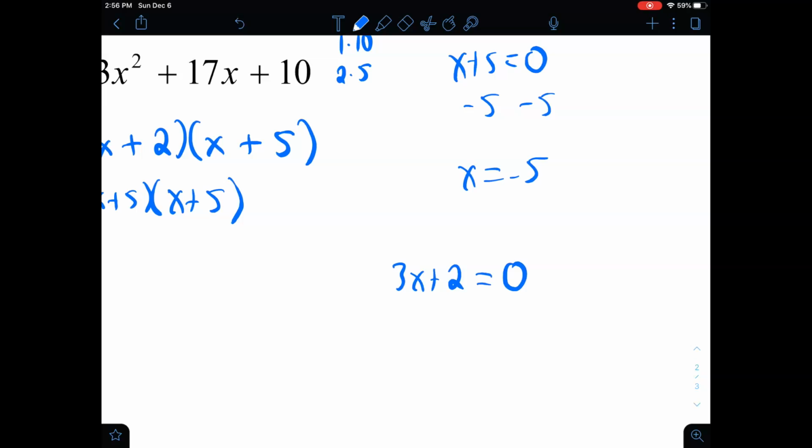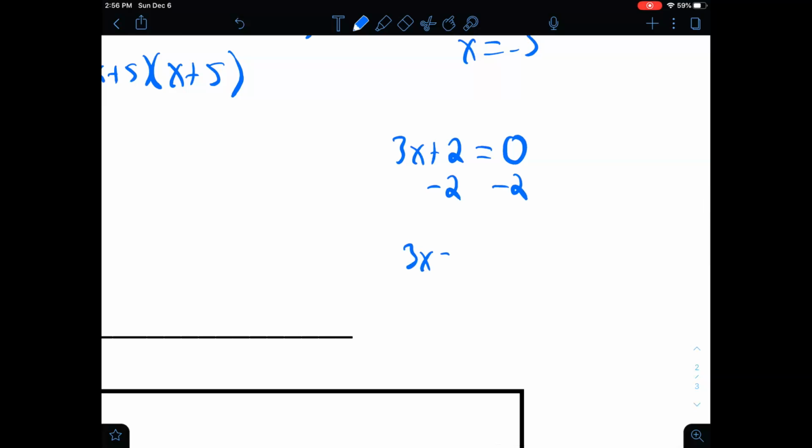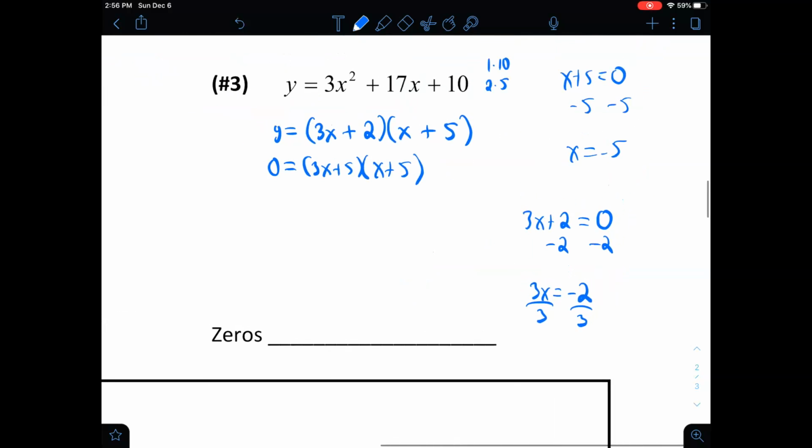Okay, so this one's a little trickier. How do we solve this? Well, we got to get the 3x alone, so we're going to subtract 2 from both sides. Then we're going to get 3x equals negative 2. How do we solve for x now? We got to divide by 3. So our answers are going to be x equals negative 5 and x equals negative 2/3.